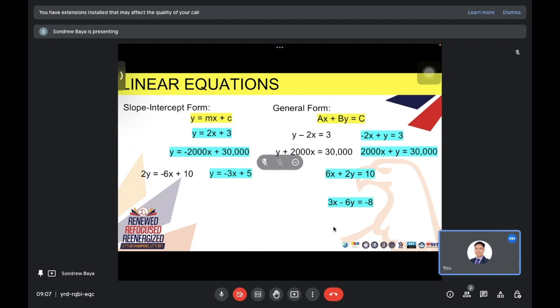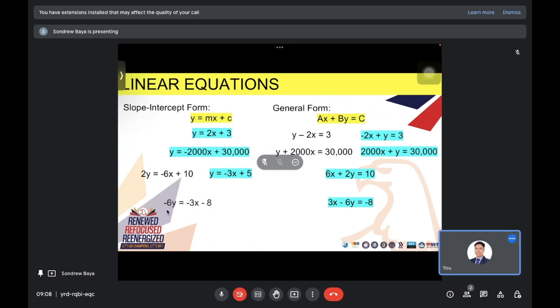Now, for the second example, same process. We have to leave the y alone on the left side, so transfer 3x to the other side. We have negative 6y. Take note, this is negative 6y. This is minus, so this must be negative. We are only transferring the 3x, so this must remain negative. Negative 6y equal to negative 3x minus 8.